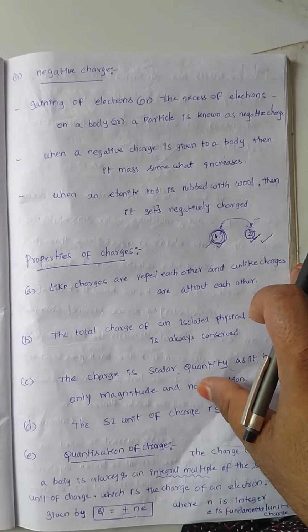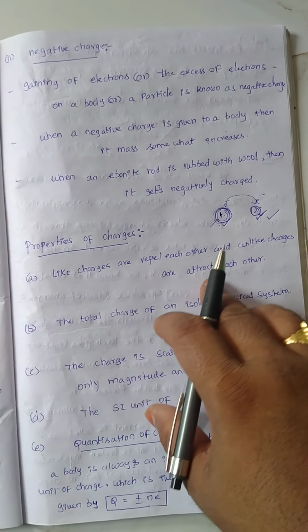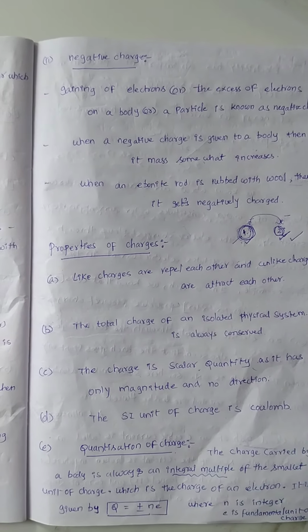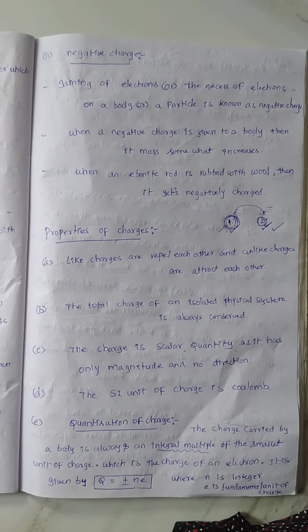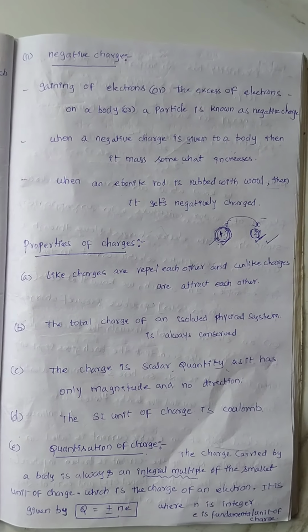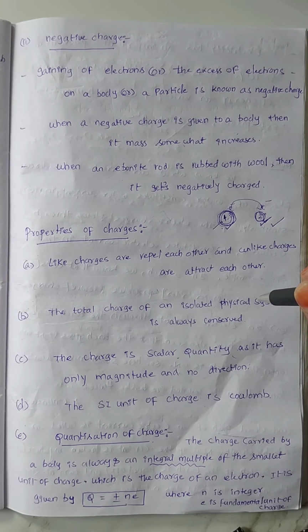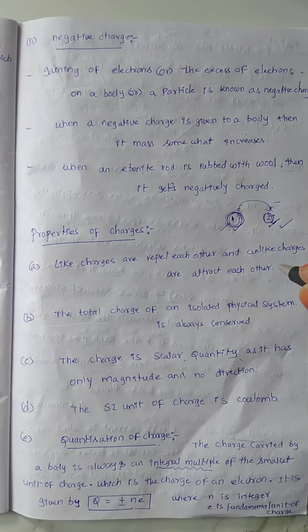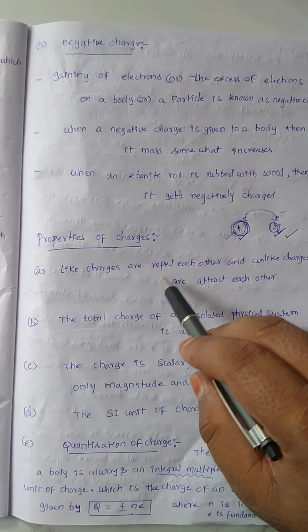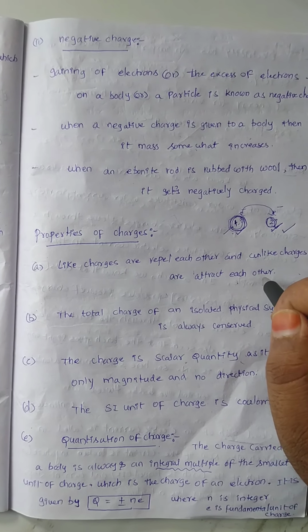Yes. Now I want to discuss one more concept, that is the properties of charges. What are the properties of charges? There are different properties. I will discuss them one by one. We know very well about like charges and unlike charges. Like charges mean nothing but positive and positive charge, or negative and negative charge. Like charges repel each other and unlike charges attract each other.